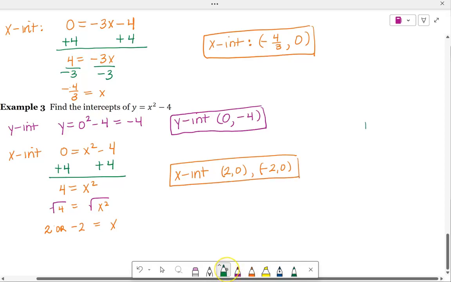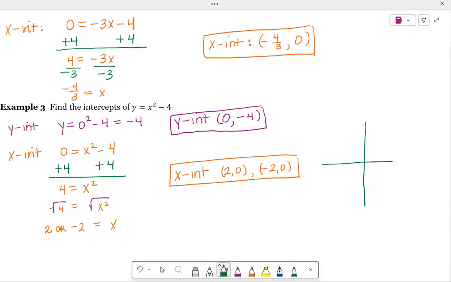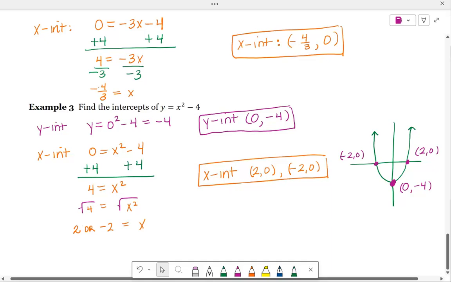The graph of this function looks like this. And that 0, negative 4, which is our y-intercept, is down here. And then over on the sides here, we've got 2, 0, and negative 2, 0. So the intercepts can be really useful for us to kind of get a general structure for a graph.